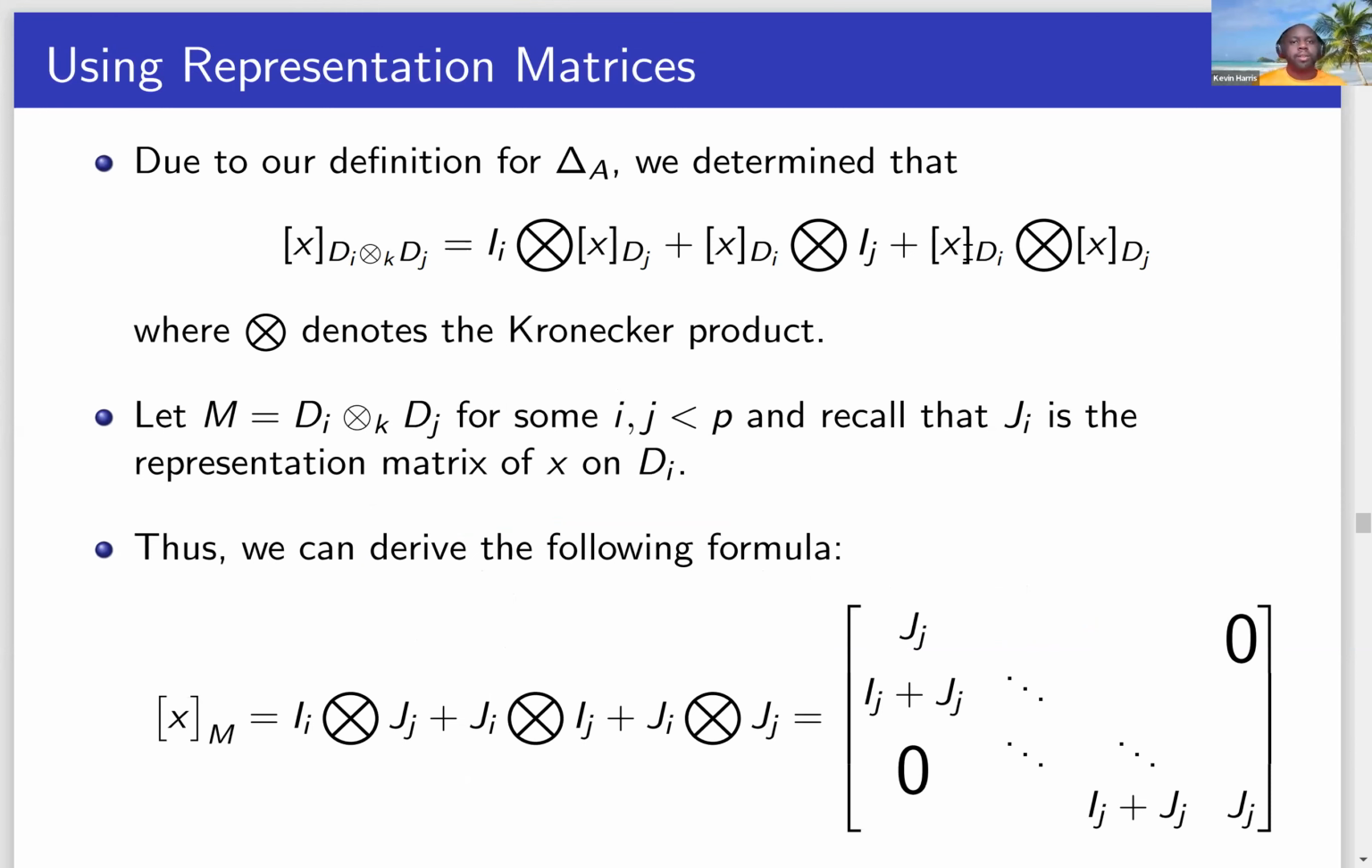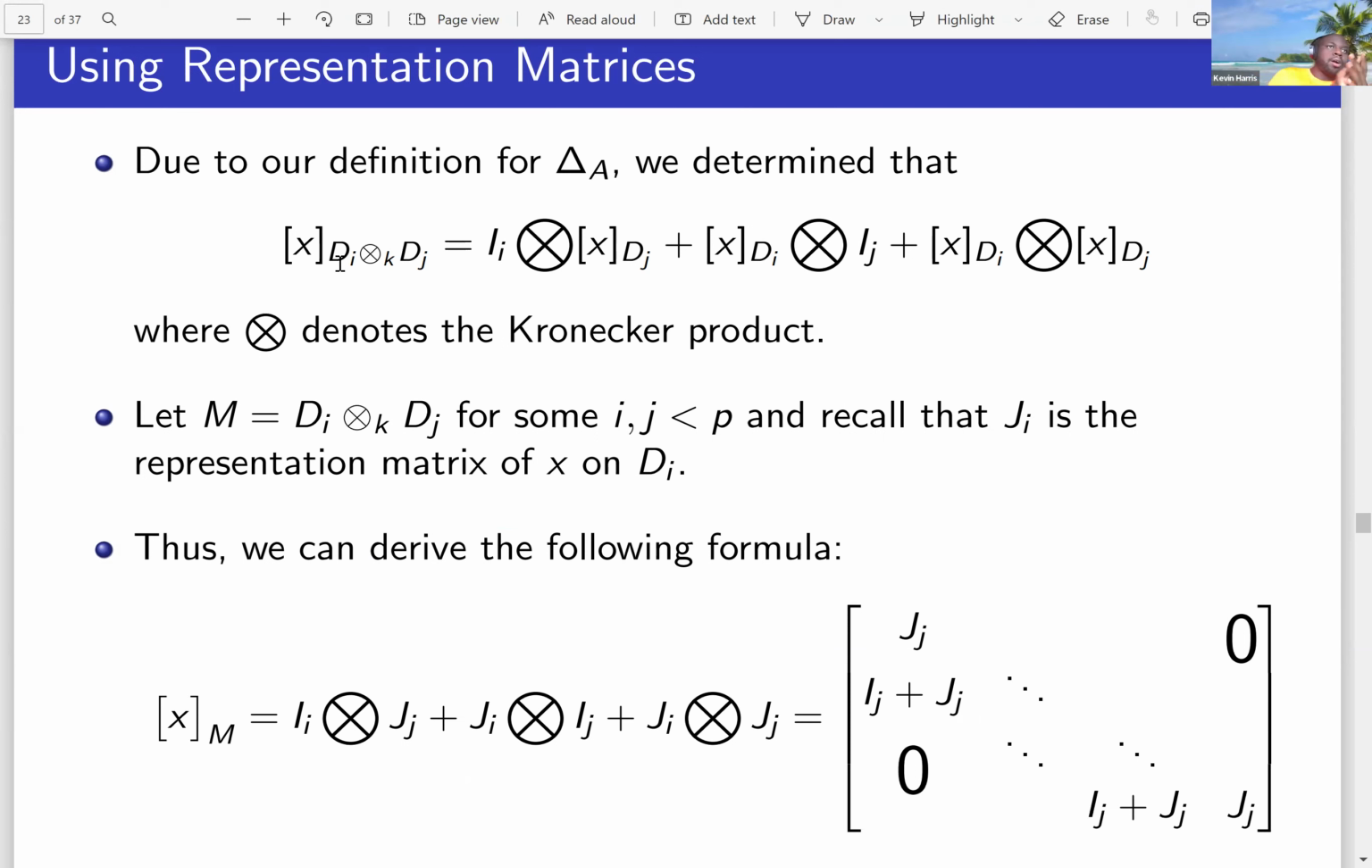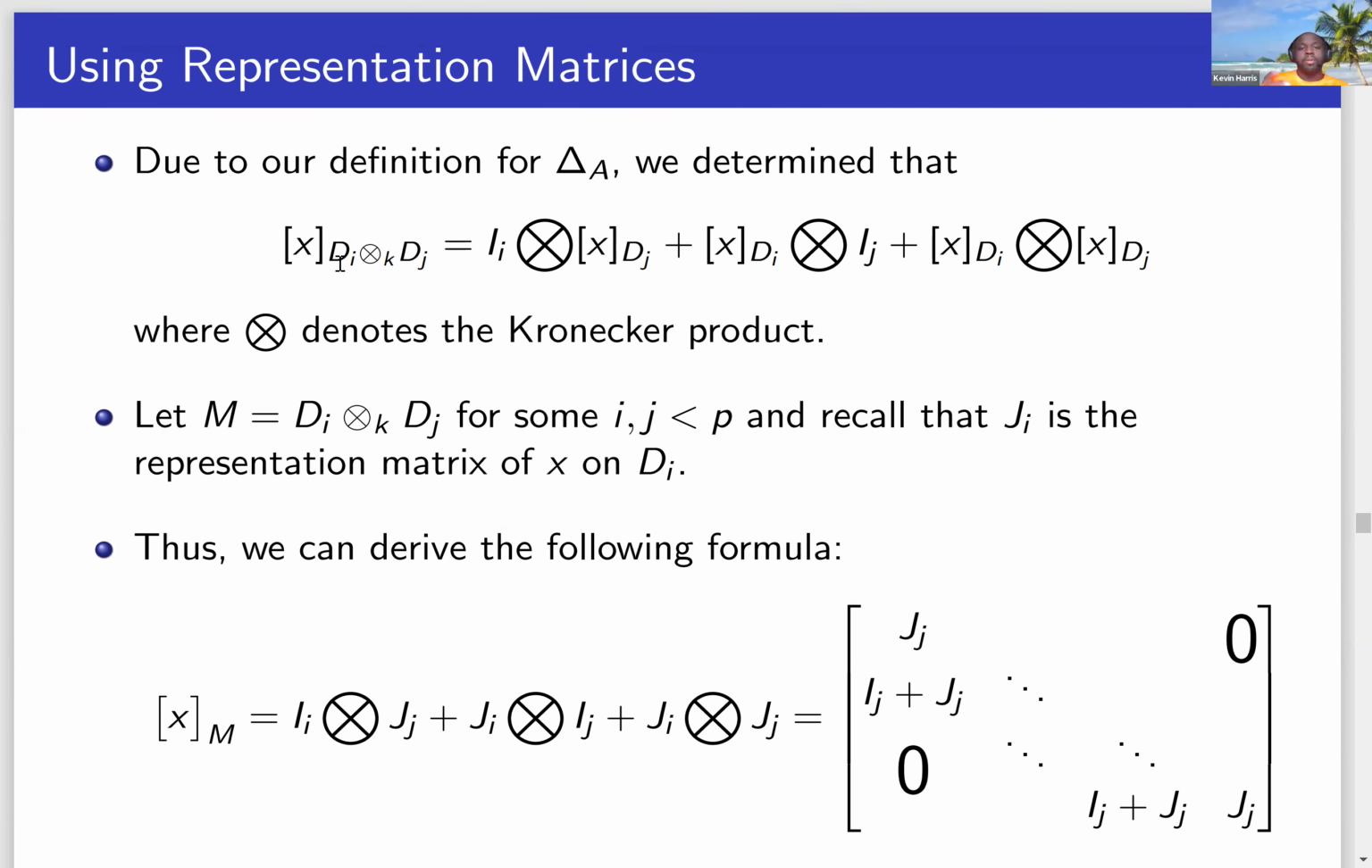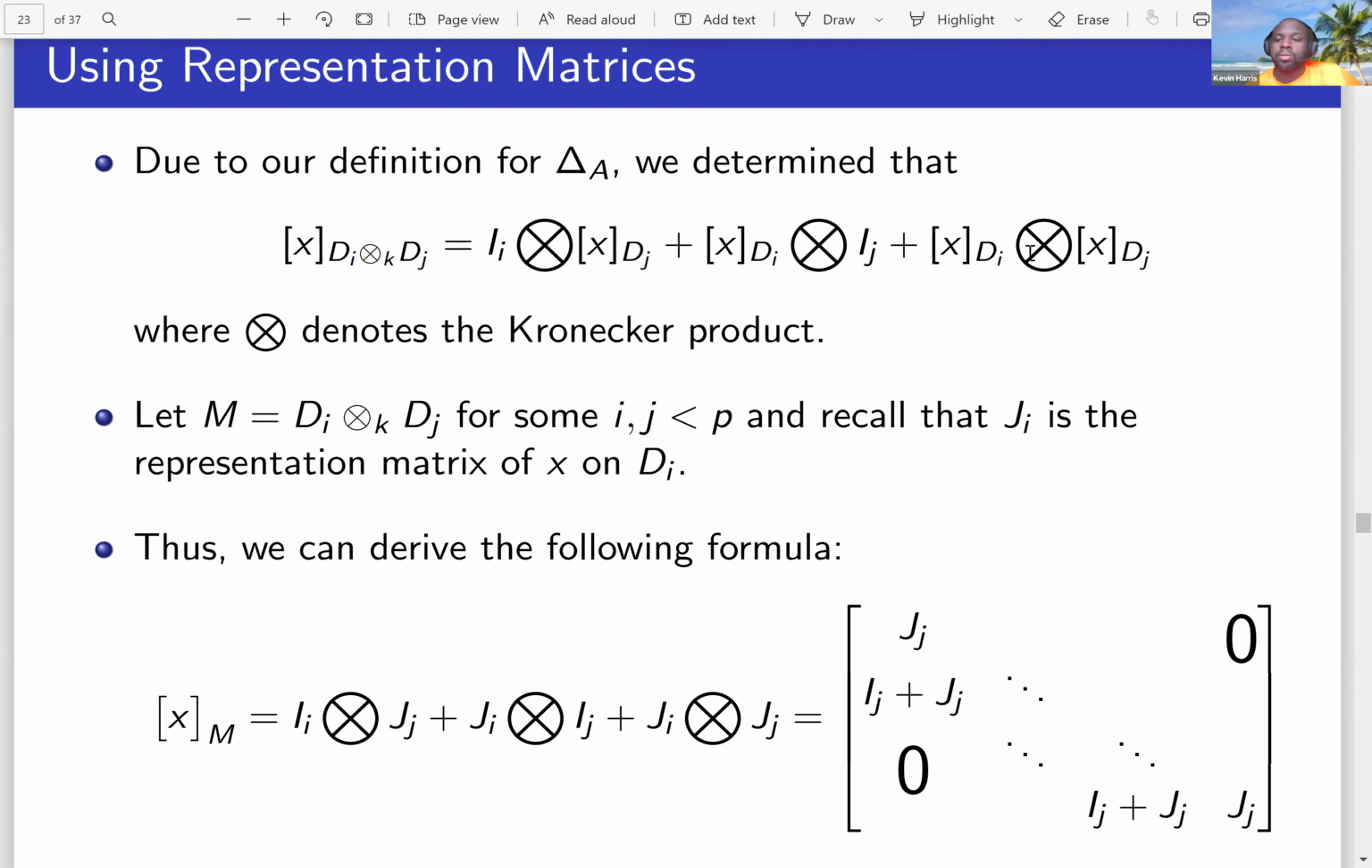When we have our definition for this diagonal map, this delta, we can use that to determine what our representation matrix for d sub i tensor d sub j will look like. When it all corresponds, you take the i by i identity matrix and take the Kronecker product of that with the representation matrix of x over d sub j, and then sort of flip the idea, plus the representation matrix of x over d sub i Kronecker product with the j by j identity matrix, and then you add the Kronecker product of the two individual representation matrices.